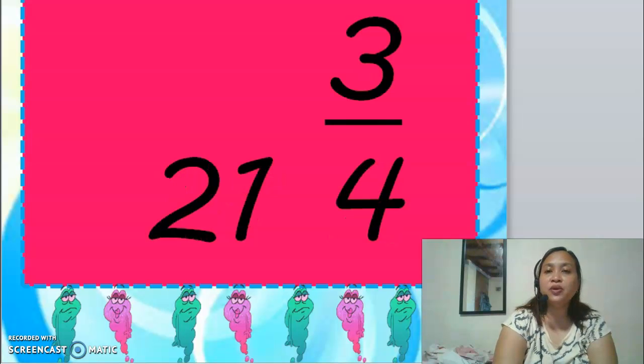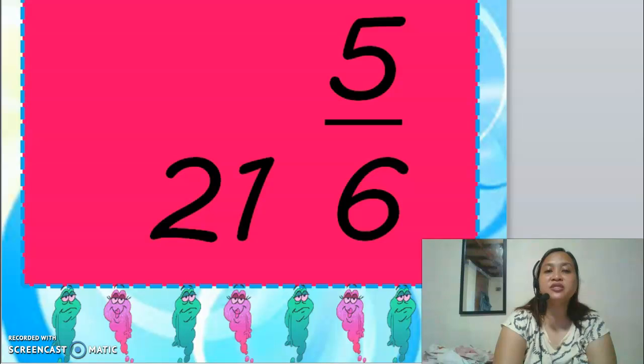How about 21 and 3/4? 4 times 21 plus 3 over 4. For the last one, we have 21 and 5/6. 21 times 6 plus 5 over 6. Do you have any question?